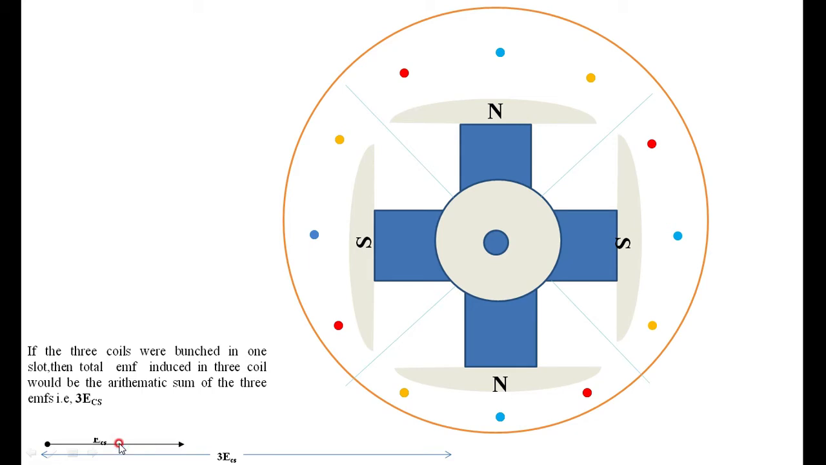You can see here the voltage induced in one coil, the voltage induced in the second coil, and the third. These are all placed in a single slot. Therefore, the total voltage we are getting is 3 times ECS. This type of winding is called concentrated winding.